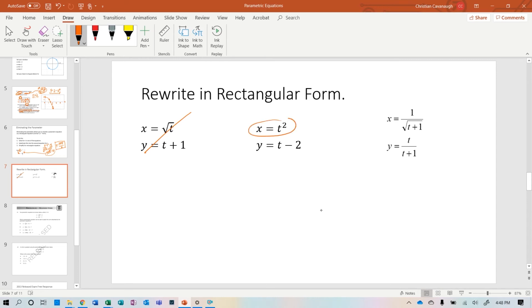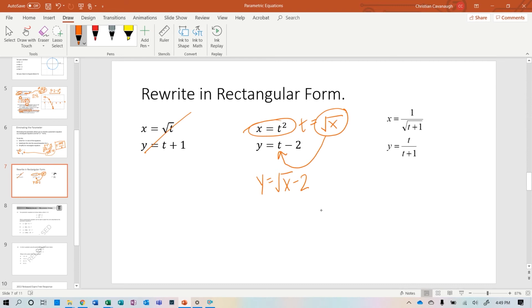So I'm going to solve for t in the x equation. So all I have to do is get rid of the square root. So I'm going to have t is the square root of x. And then I need to put the square root of x into the t in the y equation. So I'm going to get y equals the square root of x minus 2.